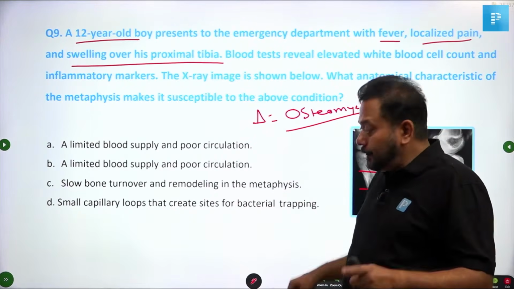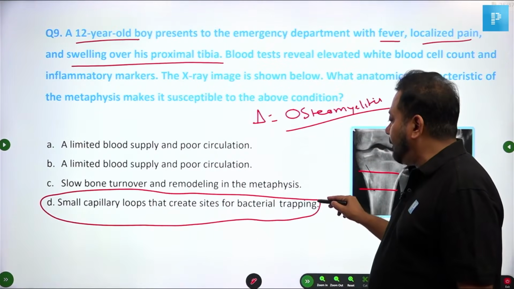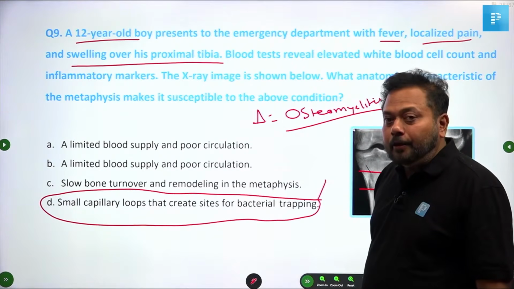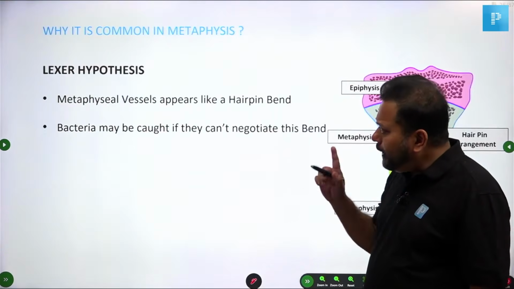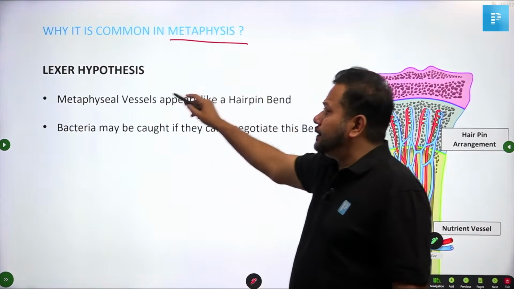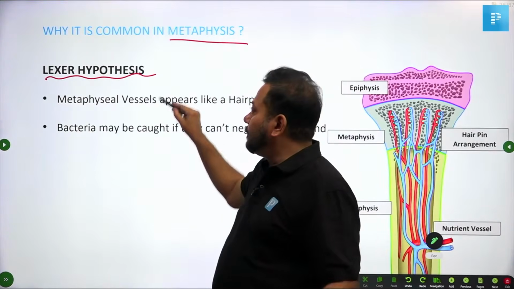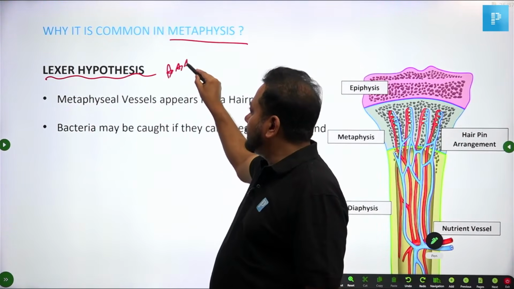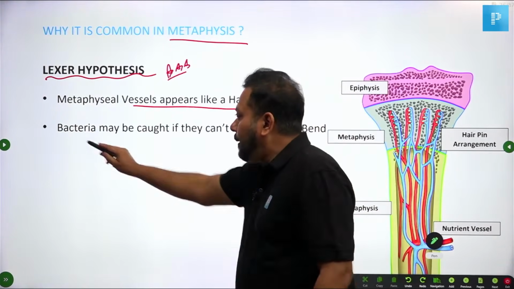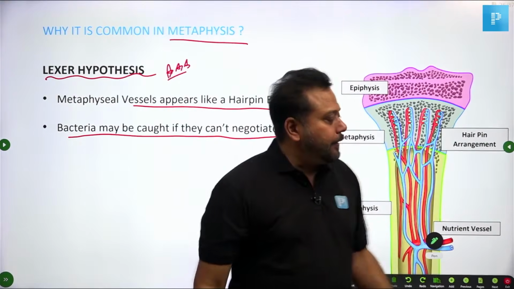Among the 4 choices, the best thing that suits is small capillary loops that create a site for bacterial trapping. These are called hairpin bend vessels. The answer is number 1, called Lexer's hypothesis. This is the most accepted hypothesis. Metaphyseal vessels appear like a hairpin bend, so bacteria may be caught if they can't negotiate this bend, and bacteria will lodge here.